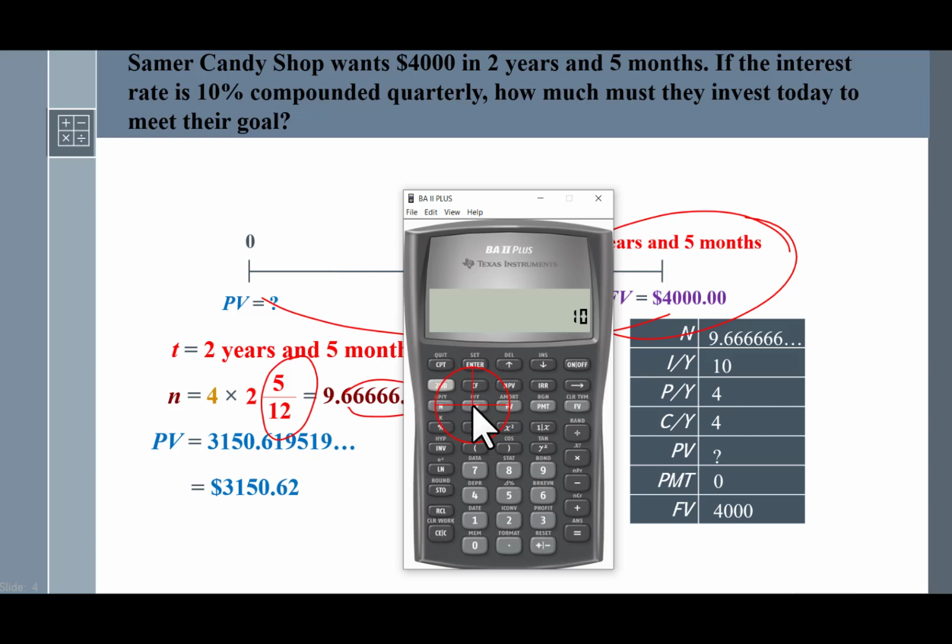Interest rate, it's 10. Let's press I/Y. This time I'm going to do the P/Y and C/Y first, and it's what? 4 for both of them, so press 4. Don't forget to press enter. To enter the value, you'll have to check C/Y because it's the same. Press second, quit. PMT is 0, so press 0 PMT. Future value is 4,000. Press future value. So we entered everything. Make sure you didn't skip any of these values. Now we press CPT, present value.